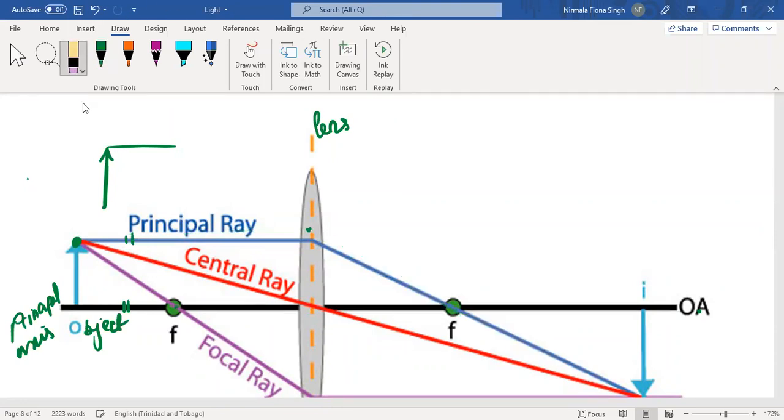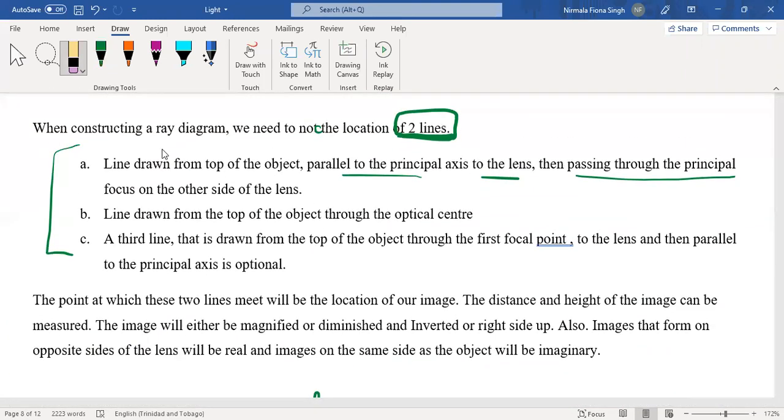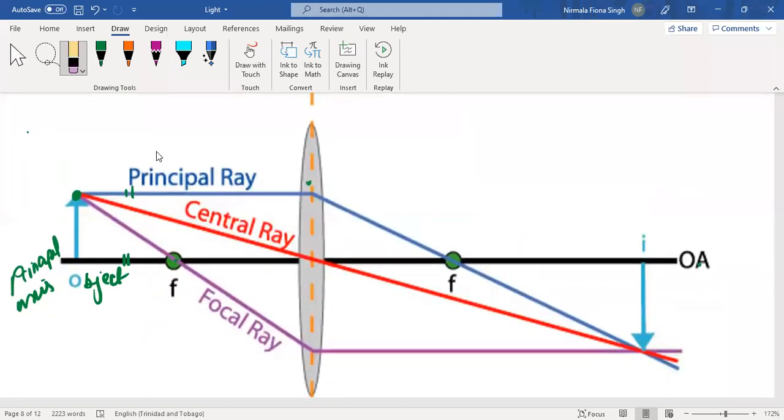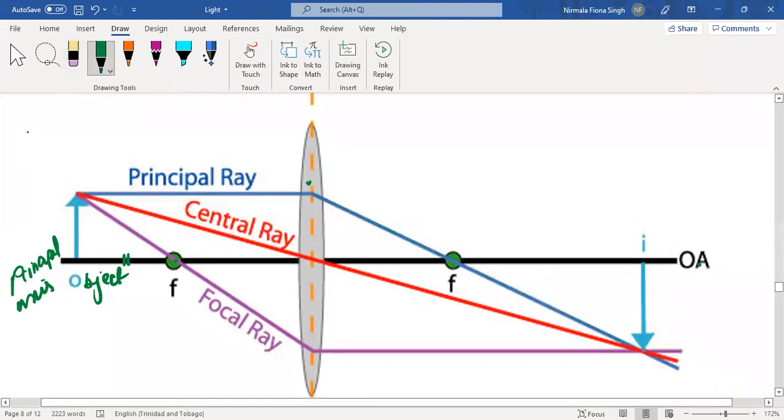Let's read that back. All right, so we're going to draw a line from the top of the object, parallel to the principal axis, to the lens, and then passing through the principal focus on the other side of the lens. So it's basically two lines you're drawing here. You draw a line parallel, you meet the lens, the exact middle of the lens, and you draw this down through your principal focus. So that's the first line. You draw this as far as you can.